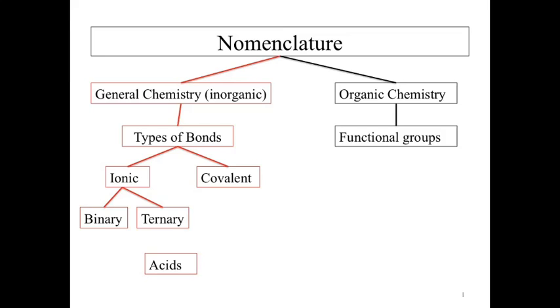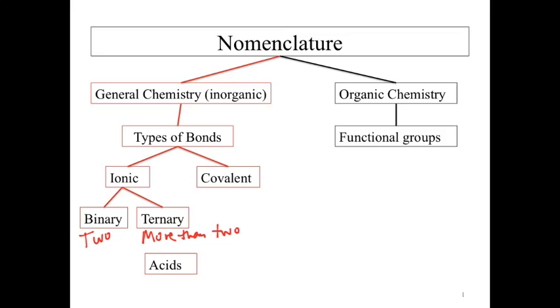General chemistry is kind of split into the types of bonds that our compounds can have, be they ionic bonds or covalent bonds. Once we've got that category, we can further subcategorize the ionic bonds into binary and ternary. Binary just means two, and ternary means at least three, more than two. And that is in reference to the number of atoms present within the molecule.